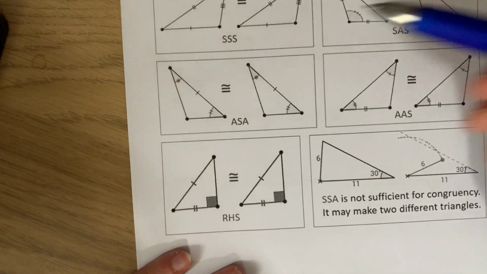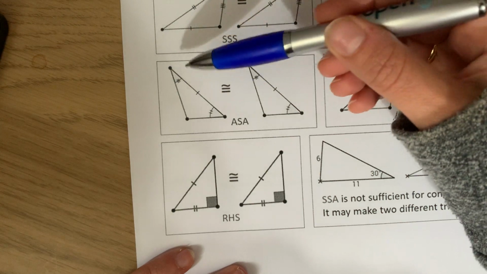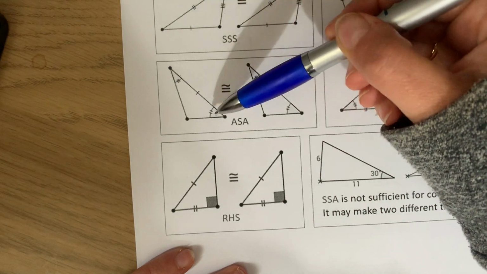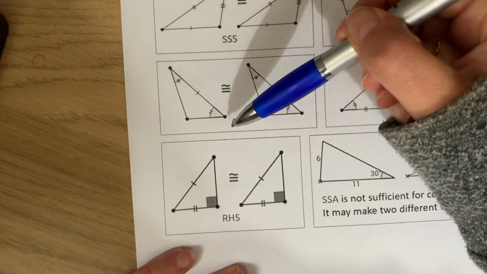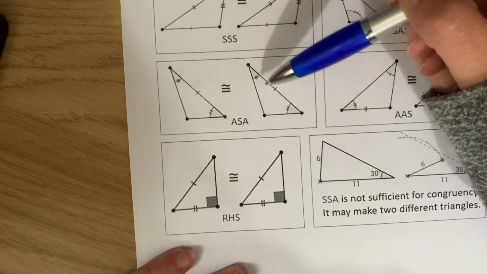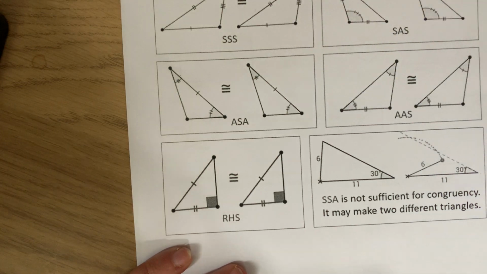The next one is ASA. So we have an angle, a side and an angle. Again, this time the side is included, it is in between the two angles. So if we've got that and we can satisfy that condition, we can say that they're congruent.